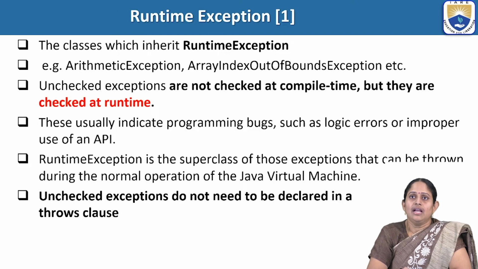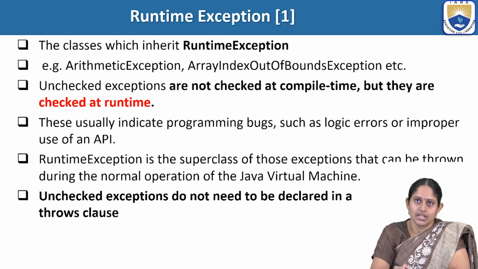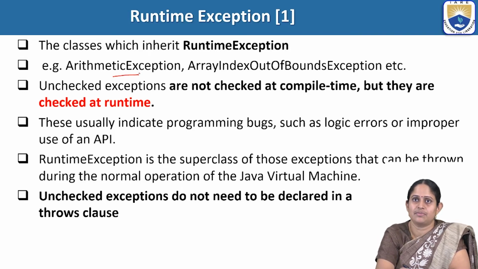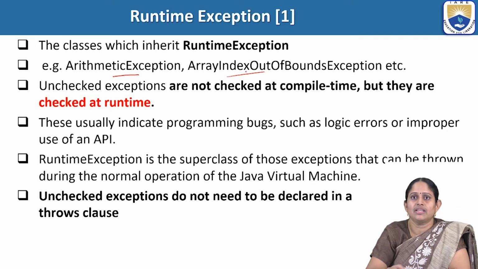Okay. Next is the runtime exception. Runtime exceptions are those classes which inherit the RuntimeException. For example, the ArithmeticException, ArrayIndexOutOfBoundsException, all these come under runtime exception, and these exceptions are checked during the runtime. They are checked at runtime.